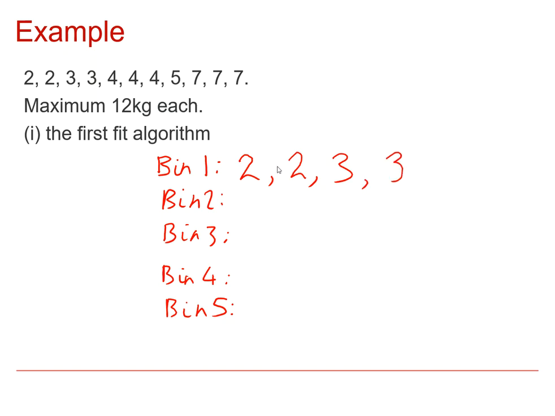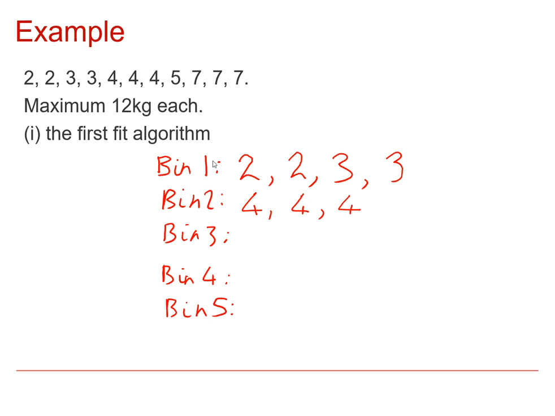Let's just check where we're up to now. We've got a total of 10 now in that first bin. So the next mass, mass 4, that won't fit, so that's going to go into bin 2. Then we've got 4 that won't fit in bin 1, so let's check bin 2, it'll fit in there. Bin 2's now got a total of 8. Then this next mass 4, well that will fit in as well. Bin 2 is now full because that's got a total of 12.